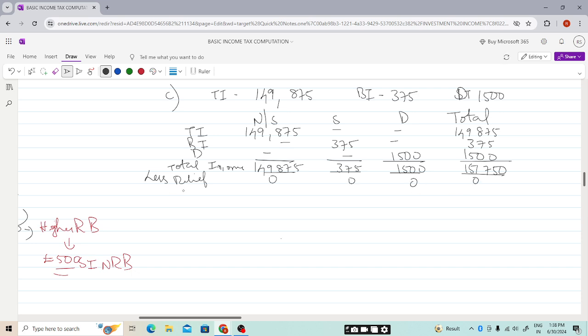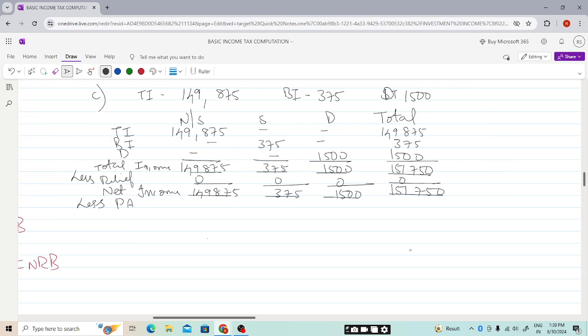So our total income and net income will be the same: 149,875, 375 and 1500. So our total net income will be 151,750. Less PA. For PA we need to see whether PA will get tapered or not. As our income is more than 100,000 pounds, our personal allowance will get tapered, and for tapering we need to calculate the ANI.